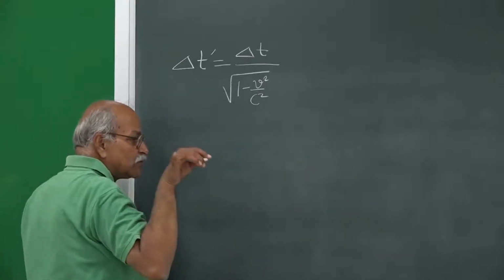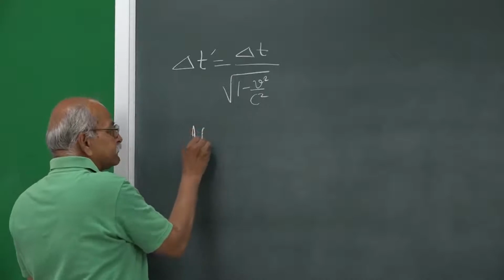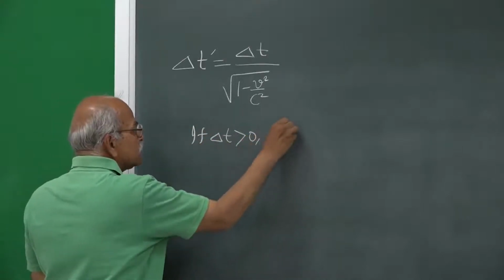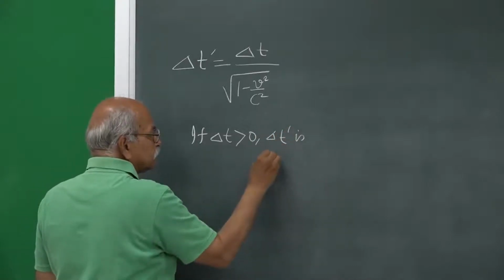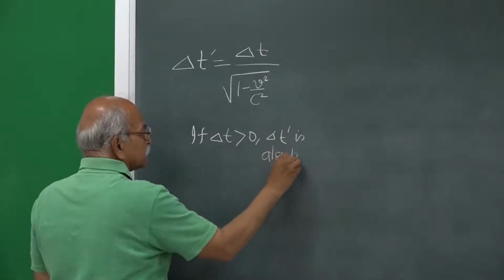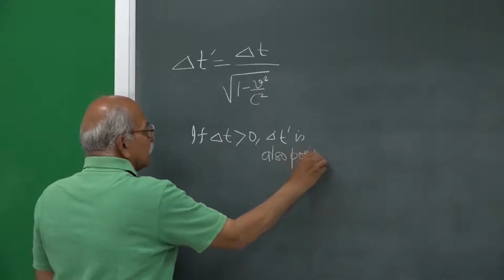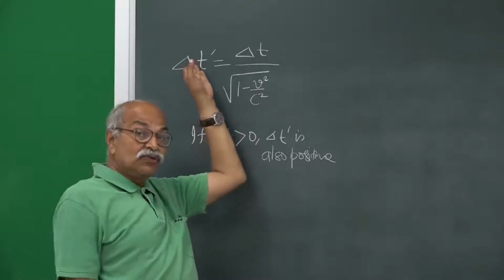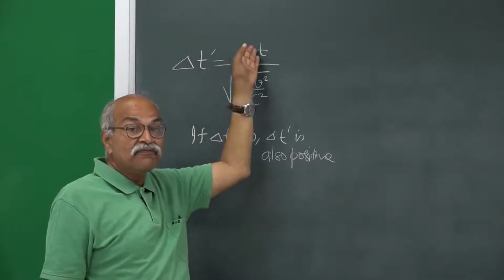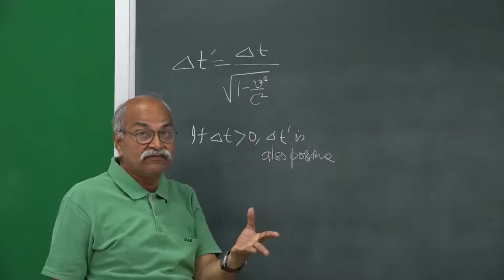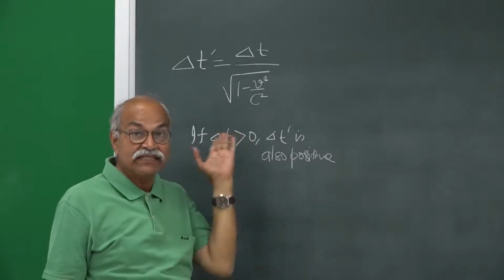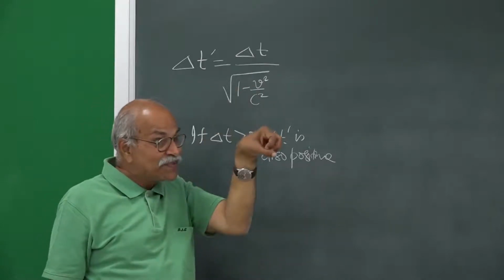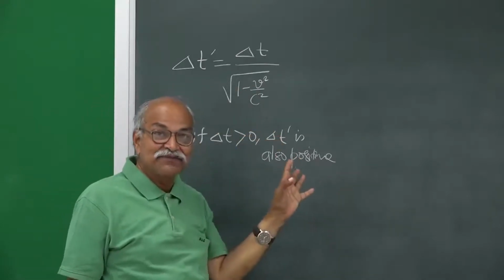The essential thing that I want to convey is that if delta t is positive, then delta t prime is also positive. And if delta t is negative, delta t prime is also negative. So, the ordering of events cannot be changed by changing the frames in such a case. If you have two events at the same position, the ordering is fixed once and for all.